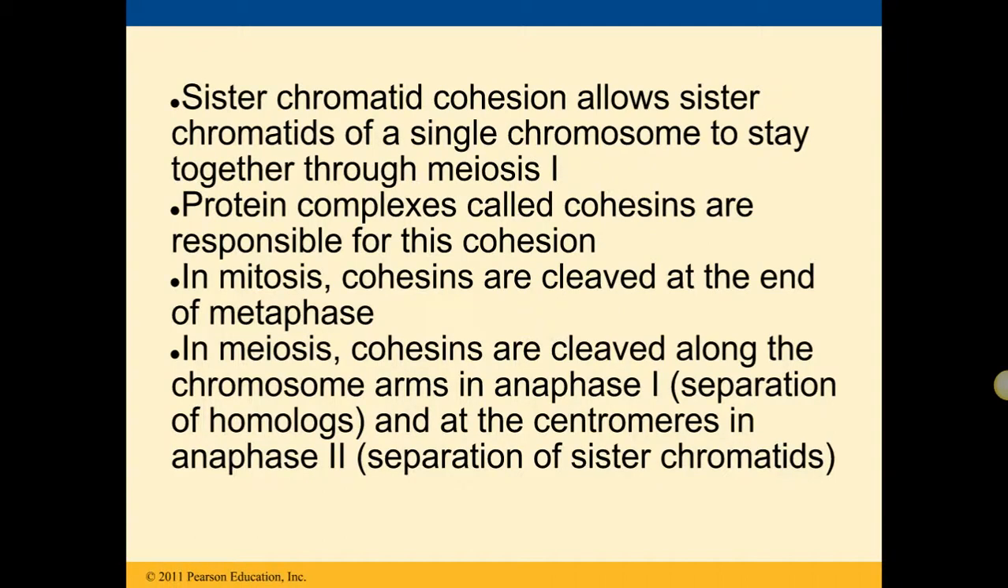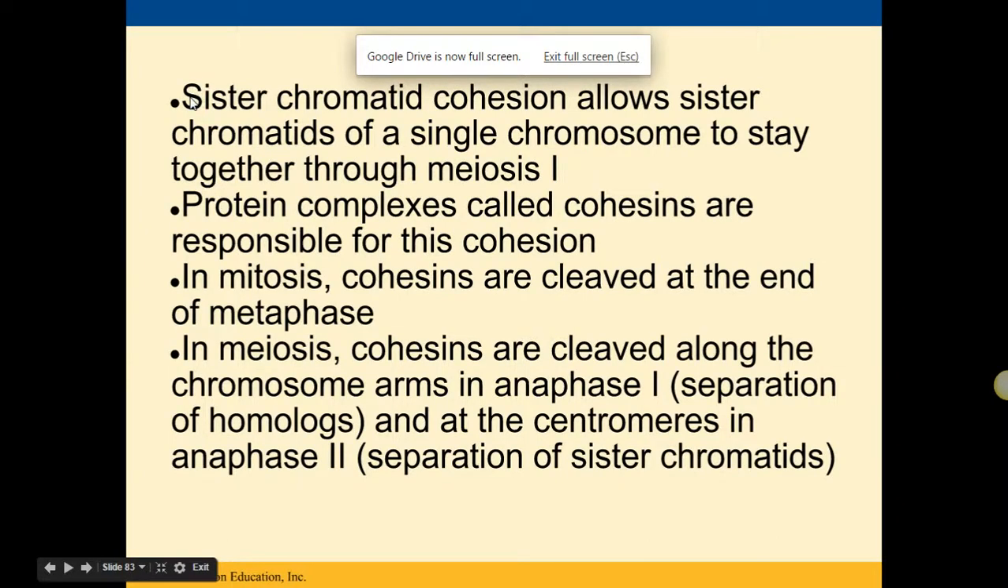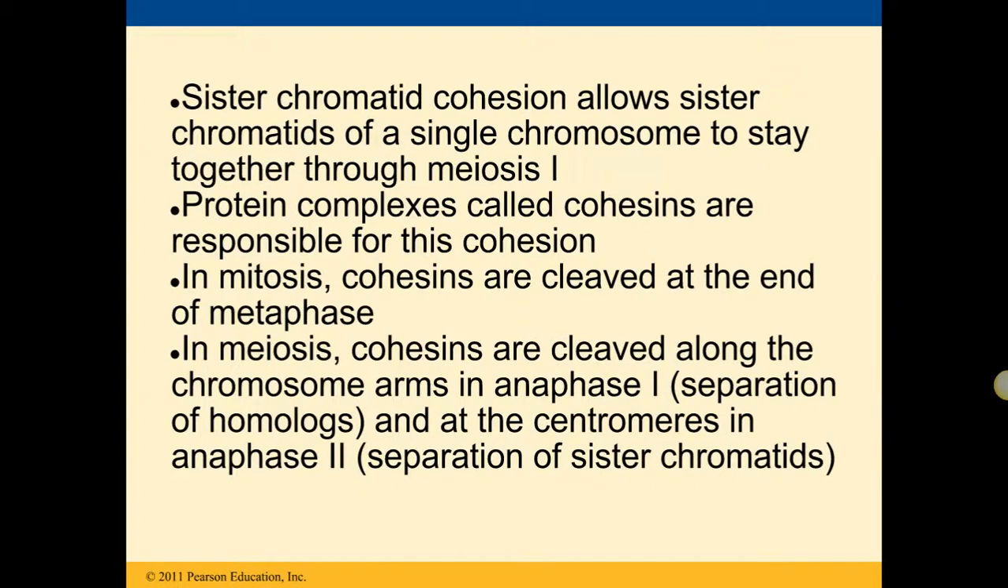So why do the sister chromatids stick together? Well, it's because of the sister chromatid cohesion that we talked about in mitosis, and that keeps them together through the first meiosis. The cohesion itself is caused by protein complexes called cohesins, which makes sense, cohesion proteins, cohesins. And in mitosis, cohesins are cleaved at the end of metaphase. That should make sense, because otherwise they would be permanently stuck together. Obviously, they need to be cleaved.